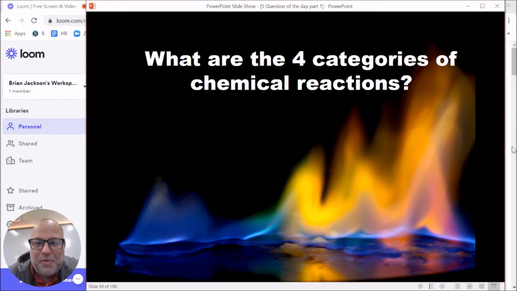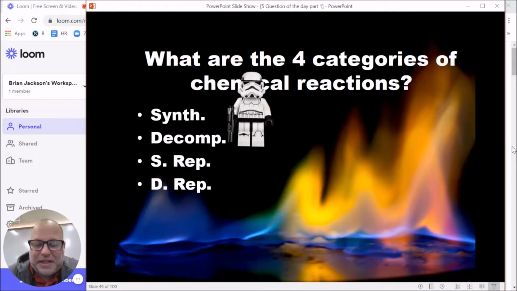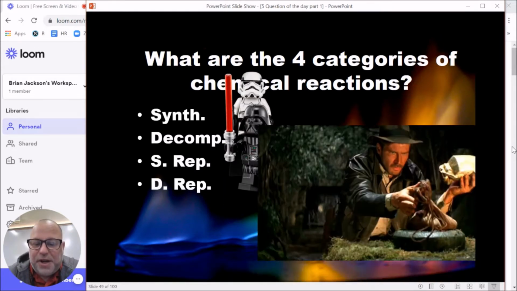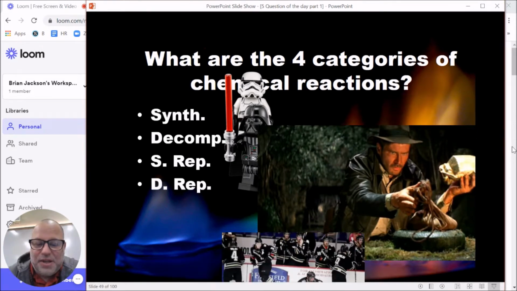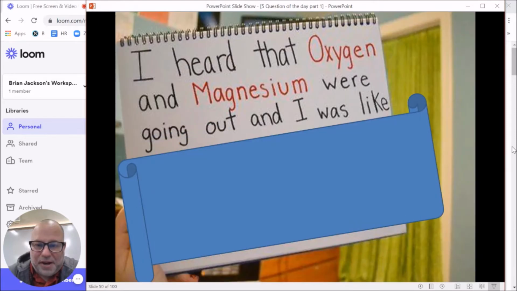Today, what we want to do is talk about the four types of chemical reactions that most commonly happen. For these types of chemical reactions, we have these guys right here. The first one's going to be synthesis, kind of like many stormtroopers. The next one is decomposition, kind of like Darth Vader tearing someone apart. Then we have single replacement, kind of like what happened in Indiana Jones. And then finally, double replacement, kind of like, I don't know, in a sports team, people being replaced during a substitution. So what we want to do is talk about these types of reactions.